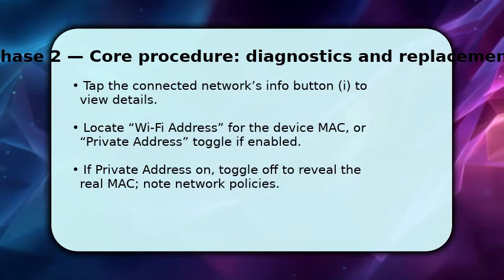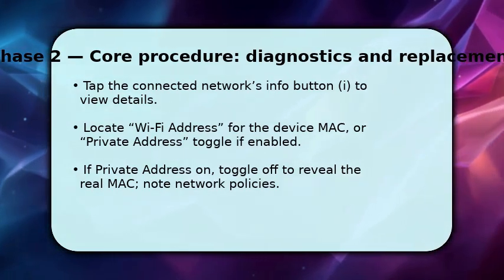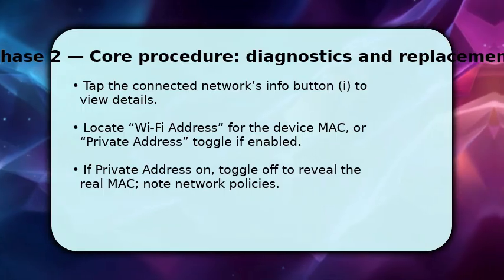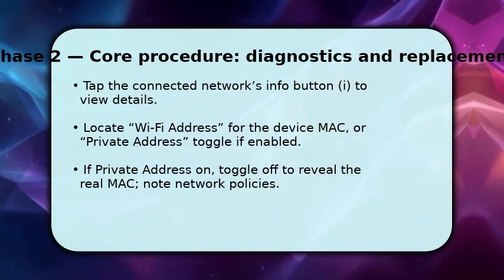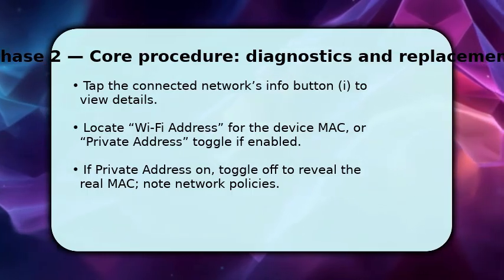You now tap the blue info icon next to the active network to open its details. This is where Apple hides the address. Look for the line labeled Wi-Fi address. This is your device's real MAC for that network.